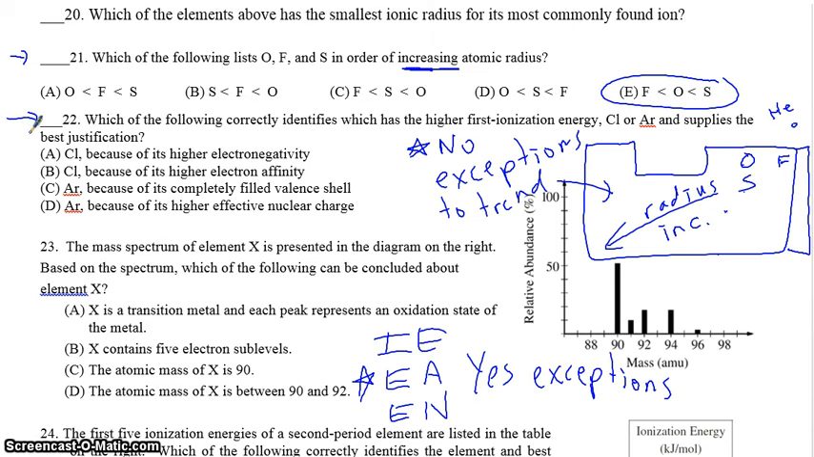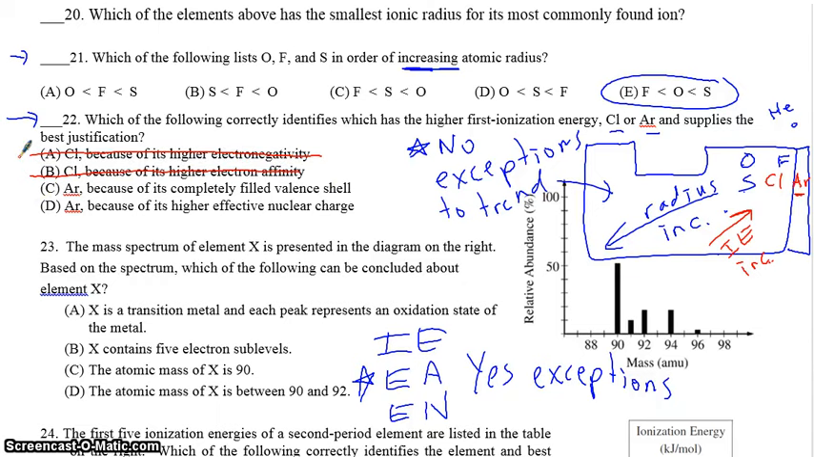Now 22 says, which of the following correctly identifies which has the higher first ionization energy, chlorine or argon, and supplies the best justification? Now if we take a look, both chlorine and argon are right next to each other. They're in the same period right here. So here's chlorine, and then argon is right next to it. So we know ionization energy increases going this way. So IE increases as we go up and to the right, which means argon should have the higher ionization energy, and it does. So argon has the higher ionization energy, which means chlorine is out.